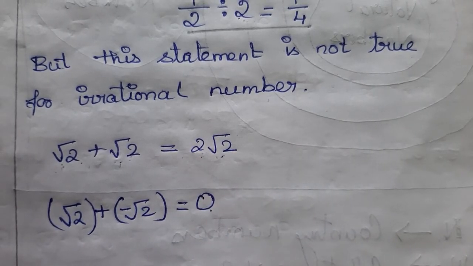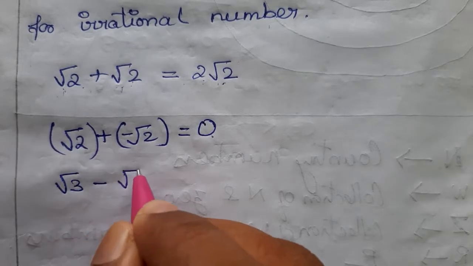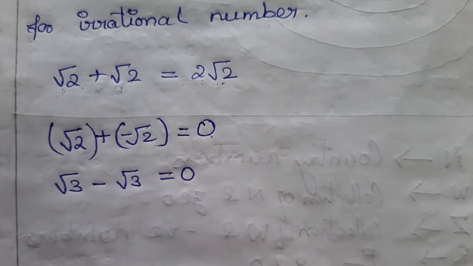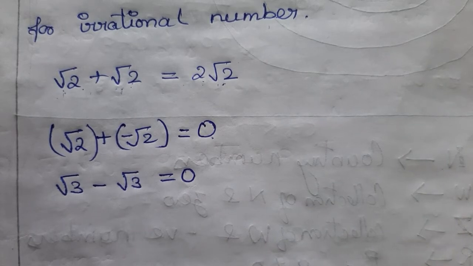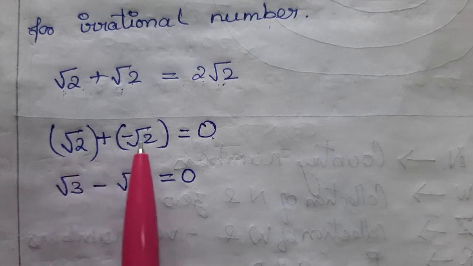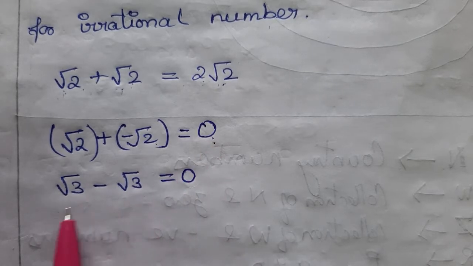Now I will show an example for a subtraction. Square root of 3 minus square root of 3. So what happened? 0. It's a rational, right? So the addition of two irrational numbers is not always an irrational number. Subtraction of two irrational numbers is also not always an irrational number, right?